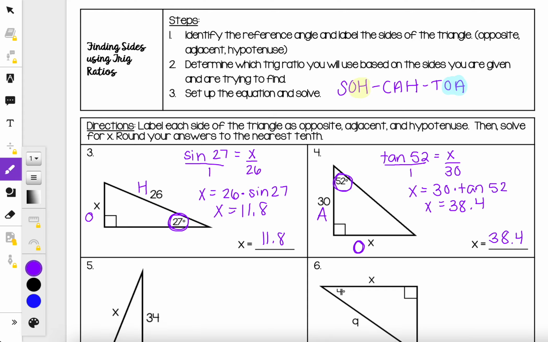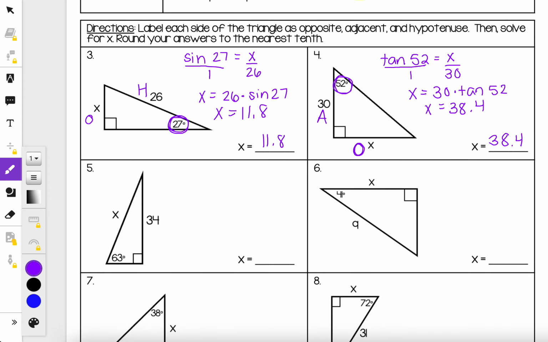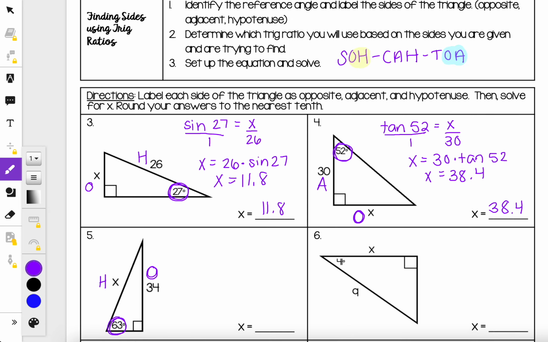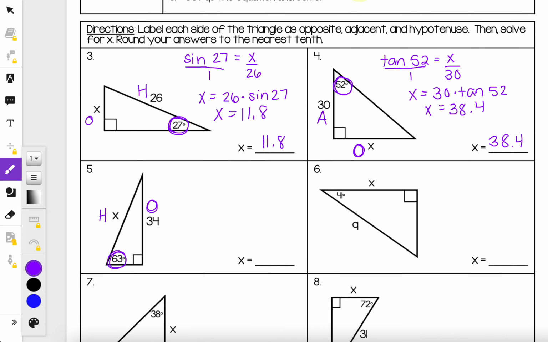Okay, now number 5 is going to look a little bit different. We're going to start it the same way. So I'm going to circle my reference angle, which is 63. I'm going to label. So I have an opposite side here, and I have a hypotenuse. So if I look at my SOHCAHTOA, I'm going to use sine. So the sine of 63 degrees equals my opposite over my hypotenuse, which is 34 over x.